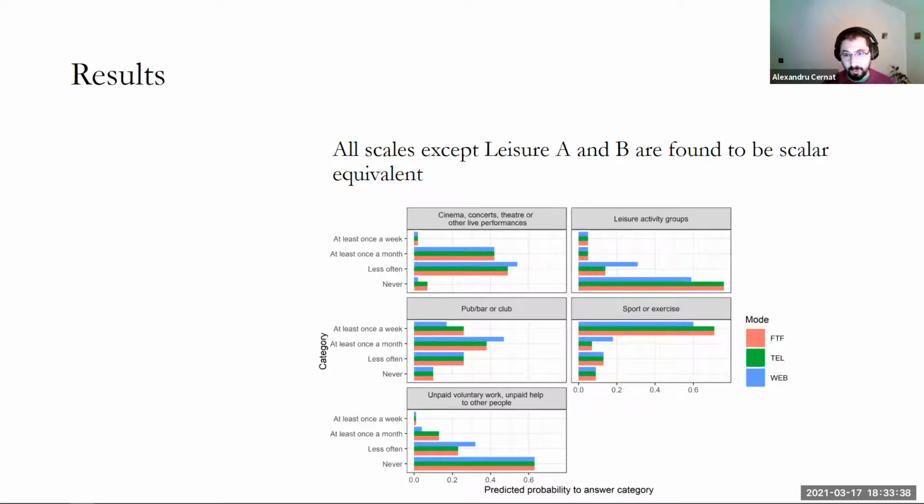So the fact that they're willing to say that they don't go to the pub or exercise so often might be an indication that maybe they're more honest when they answer by web compared to the 2 interviewer modes. For the others, the first 2 patterns, again, it's not really clear. It might be some kind of recency primacy thing going on.